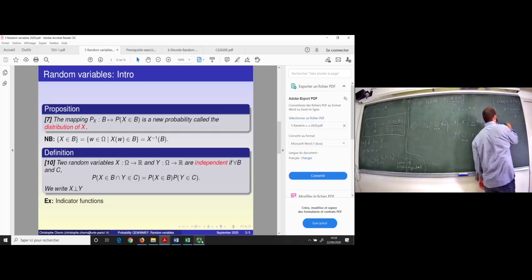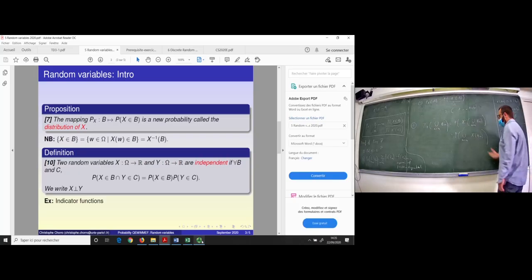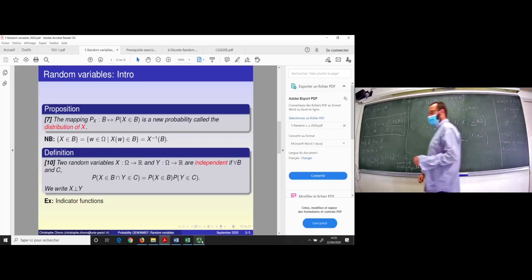And what is the preimage of the empty set? Empty set. So I can say that X minus 1 of Bn is a sequence of pairwise disjoint sets. And why do I want this? Because now I know that the preimage by X of the Bn is a sequence of pairwise disjoint sets.